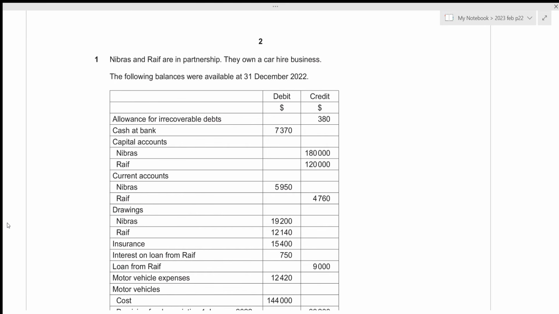Hello everyone, in this video we will be going over A-Level Accounting 2023 February-March Paper 2 question number 1. So this is the structured paper 2 which consists of 4 questions. 2 of them will be of 30 marks and 2 of them will be of 15 marks, and we have a total time limit of 1 hour and 45 minutes.